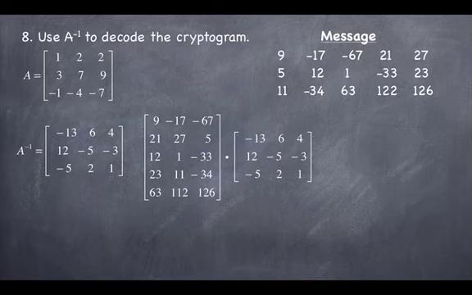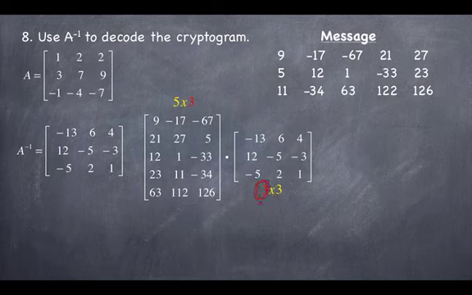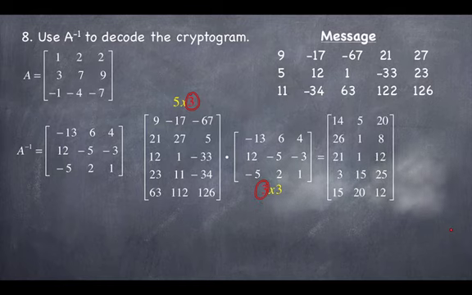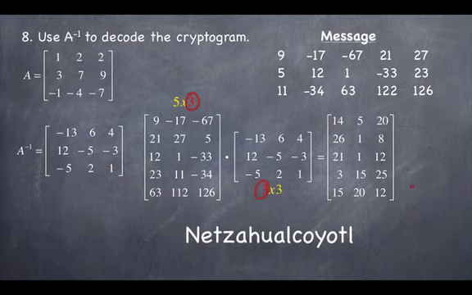Why do I have this matrix? Because again, this is a 3 by 3 matrix. So then, since it's a 3 by 3, I want this number and this number to match. So I need 3 columns, and it turns out that I end up with 5 rows. Once I have that, I take the product, and this is what I get. Now what I need to do is basically match the letter with the number that you see here, and this is the message. And it's Nezahualcóyotl.